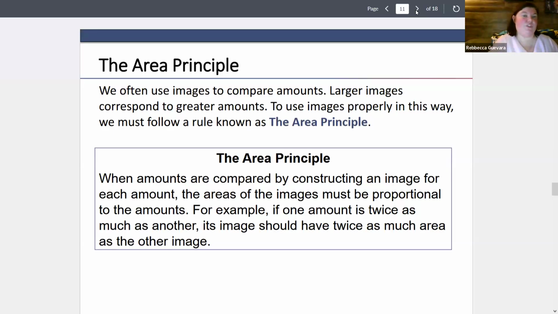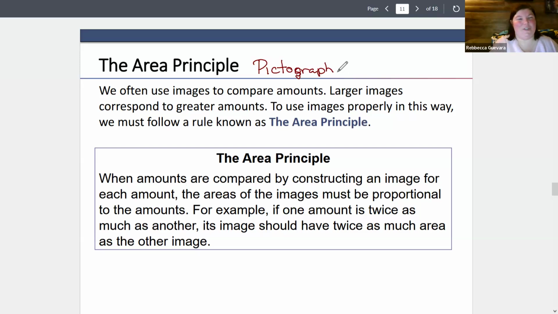So the next thing that's misleading is what we call the area principle. We often use images to compare certain amounts to each other, so we make a lot of graphs like that. We call those pictographs, actually. This is a pretty common way of displaying information, and usually it's not trying to be misleading. I think it just happens by accident because people aren't paying attention.